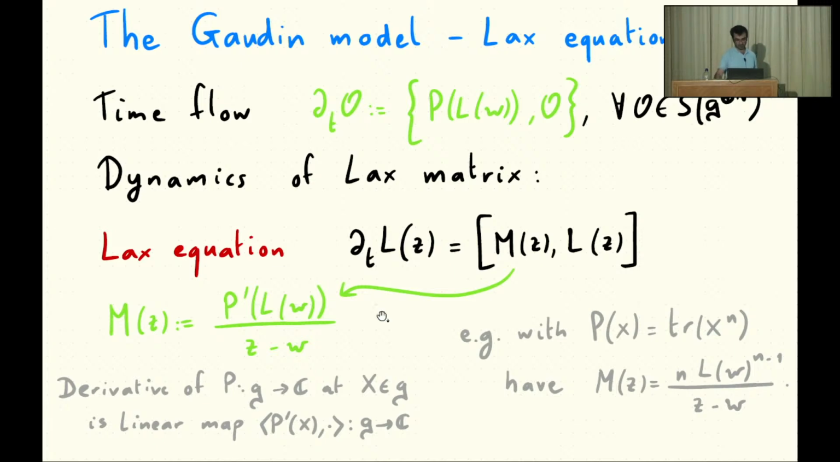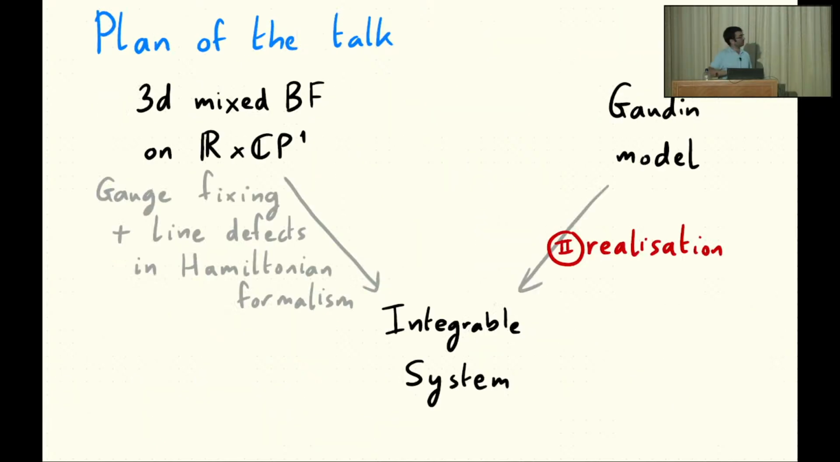Okay, so concretely think of GLN. An example of an invariant polynomial is the trace of x to the n, and this is the formula for M in this case. Okay. So now I want to tell you about a specific realization, which is actually a very broad class of realizations, which I'll then be able to reproduce from the 3D BF theory.